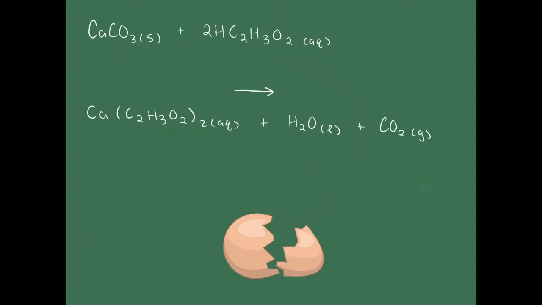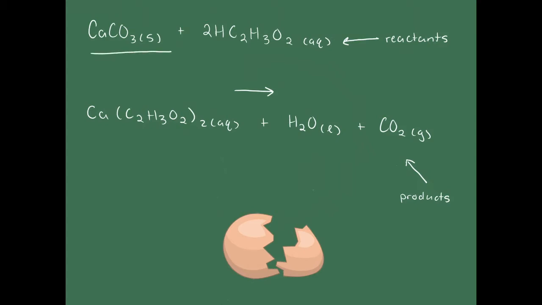Now remember, the CaCO3 and the 2HC2H3O2 are going to be the reactants because they're at the beginning of the reaction, and the Ca(C2H3O2)2 and the H2O and CO2 are going to be the products because they're at the end of the reaction.